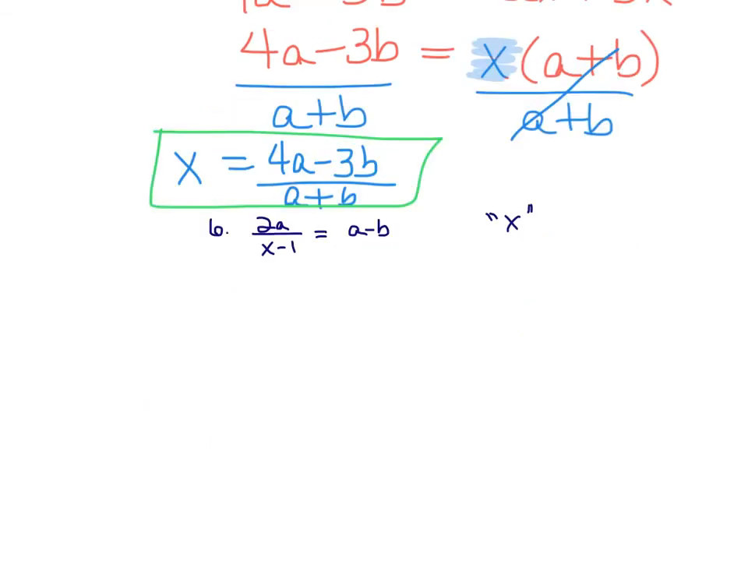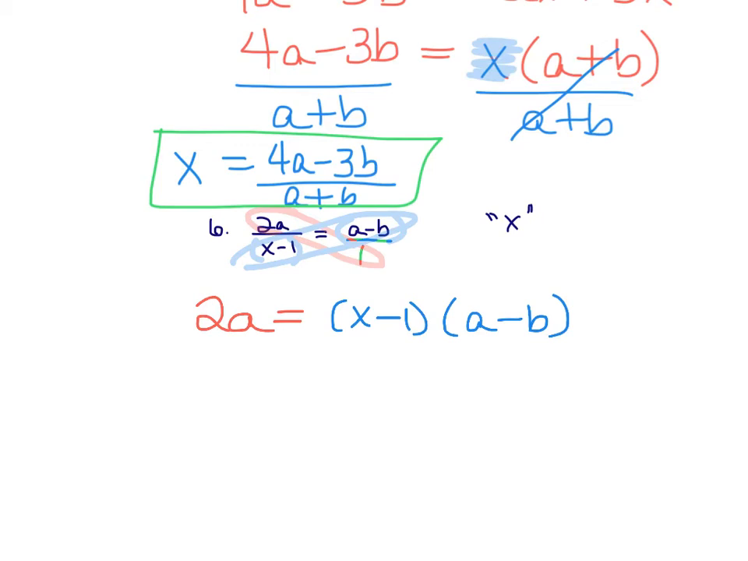Now you don't have to, but it sort of makes it easier. So I'm going to add a 1 to the bottom of the a minus b. So then now what I'm going to do is multiply my cross products. So I'm going to do 2a times 1 equals the other cross product, which is going to be the x minus 1 times the a minus b. So it's actually going to be something I need to FOIL.